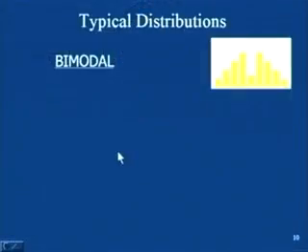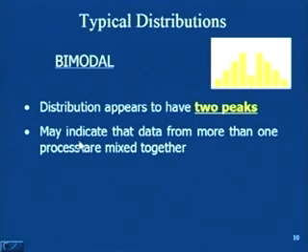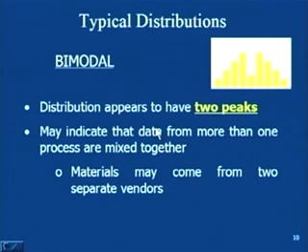Another distribution is the bimodal. If you see this figure, it shows very clearly that there are 2 peaks. When, instead of one peak, we get 2 peaks, that type of distribution is called bimodal, and the distribution appears to have 2 peaks. It may indicate that data from more than one process are mixed together. This happens because of many reasons.